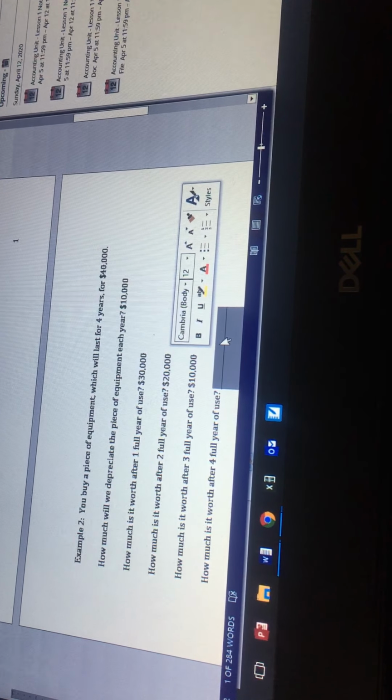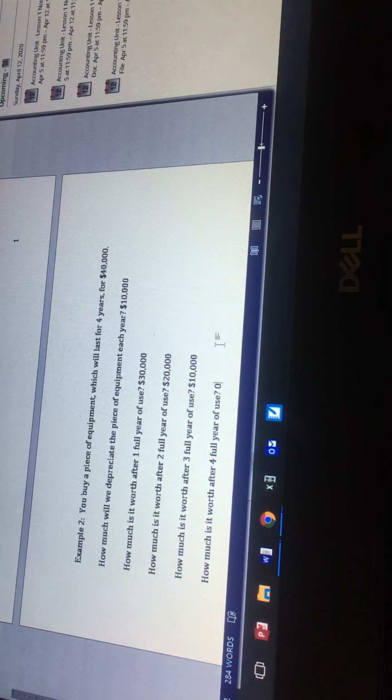After the third full year, you guessed it, it's going to be worth, yep, you're right, $10,000. And then after the fourth full year, it's not going to be worth anything because it's used up its life. Now, you still might get something for that if you sold it to get a new piece of equipment, whatever that equipment might be. And that's called salvage value. But we're not going to get into that. That's more advanced in accounting.